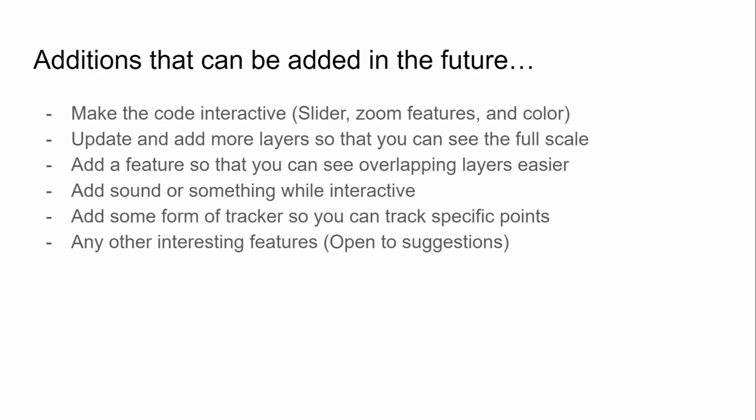Update and add more layers so that you can see the full scale. This code does not account for some layers, as it was made before we added more layers on top of it, and so I would love to be able to implement those layers and see how much larger this image gets. Add a feature so we can see overlapping layers. So being staggered, having our board staggered, there's definitely going to be overlap in the layers, and I would love to be able to see the layers that are causing some overlap.